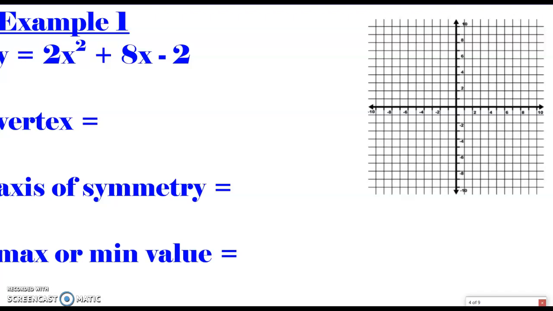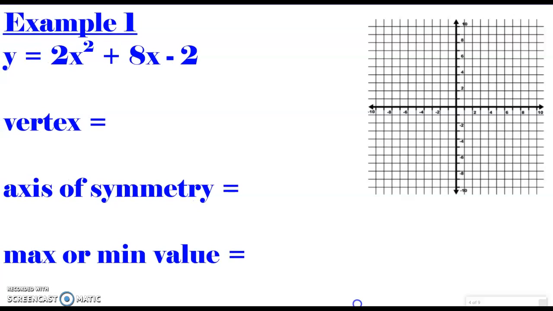All right, so here we go. Example 1. I can move that just a little bit. Nope, can't move once you're in. y equals 2x squared plus 8x minus 2. So we're going to find the vertex. The first thing we're going to do is negative b over 2a. So we know that a is 2, b is 8, c is negative 2.